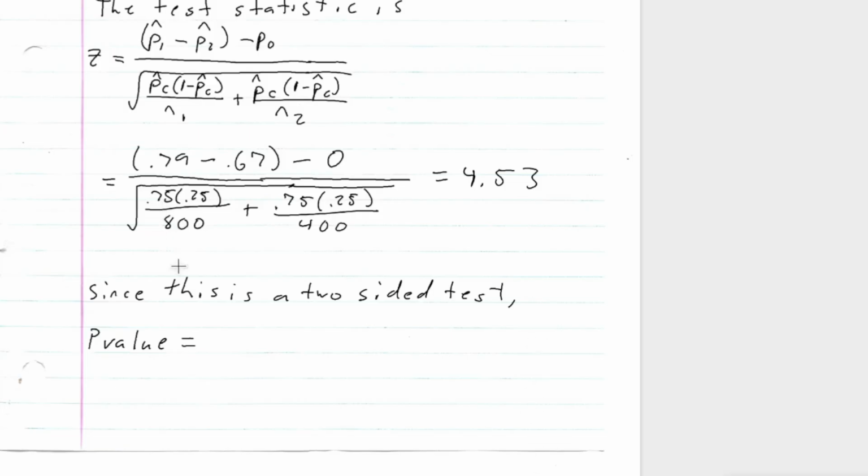So the p-value, since this is a two-sided test, we need to do 2 times the probability that z is bigger than 4.53, which is practically 0, so 2 times practically 0 is still 0. So this is practically 0.